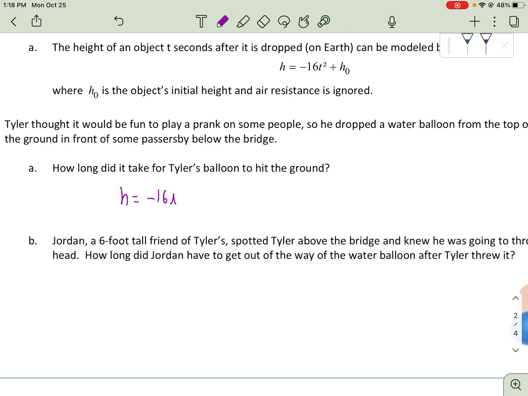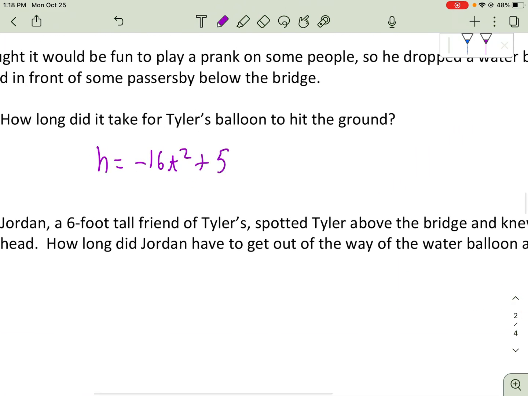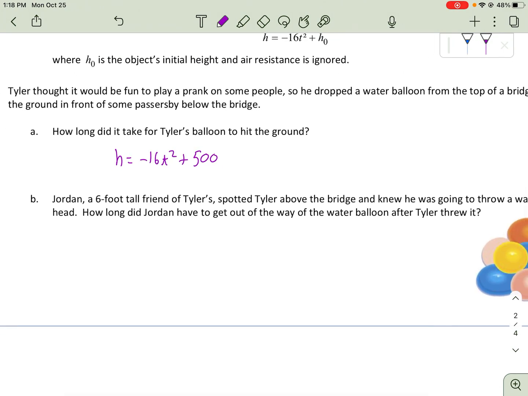So the height is negative 16t squared plus 500. So this gives us the height at different times. This is our time. So if I plug in t equals 3, I know exactly how high the balloon is after 3 seconds. So we want to know when it hits the ground. So we want to know when 0 equals negative 16t squared plus 500. We want our height to be 0.